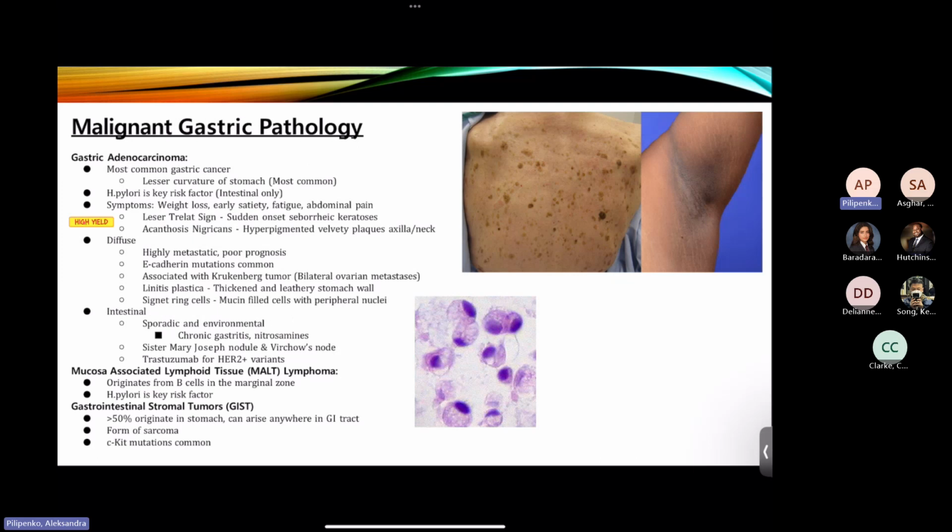For malignant gastric pathology, you need to know the adenocarcinoma, right? What do they present with? You will learn about the Sister Mary Joseph nodule and Virchow nodule. Know them very well for your ICM especially.